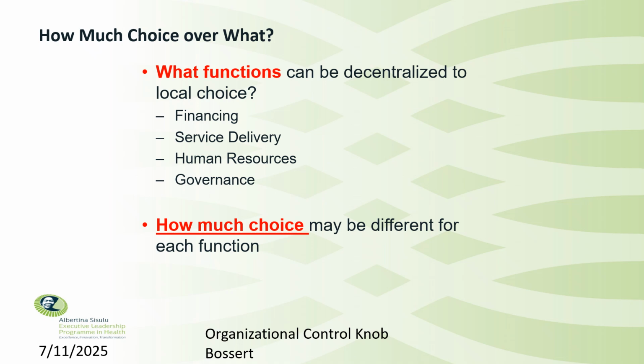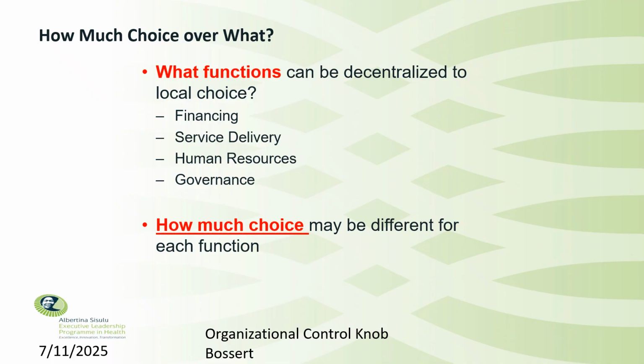Now, you want to move power and decision making, but over what? You want to give choice to lower levels of government, but what choice, and choice over what? And how much choice are you going to give them? So the functions that you're thinking that could be decentralized to local levels are functions around financing, health service delivery, human resources, and even governance, as I mentioned before. And you need to think about how much choice you want to provide, how much decision-making power will they have for each of these choices. That's all inherent, again, in the decentralization process.